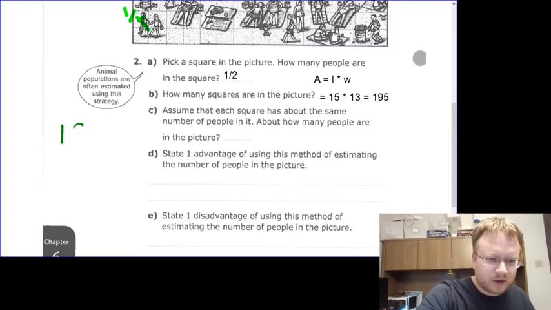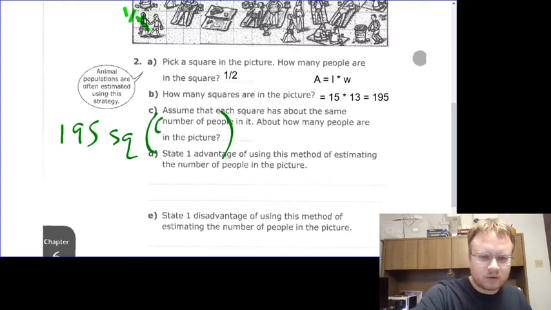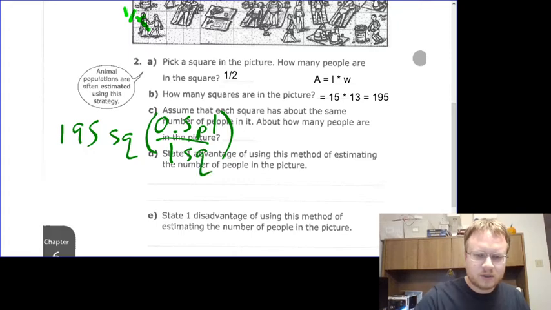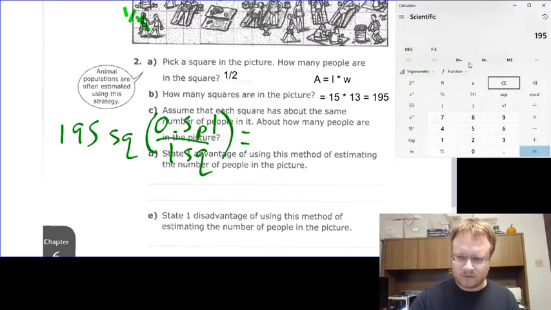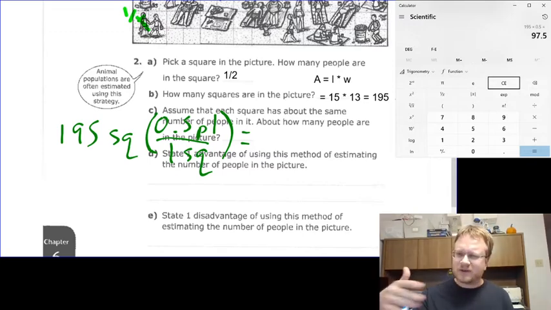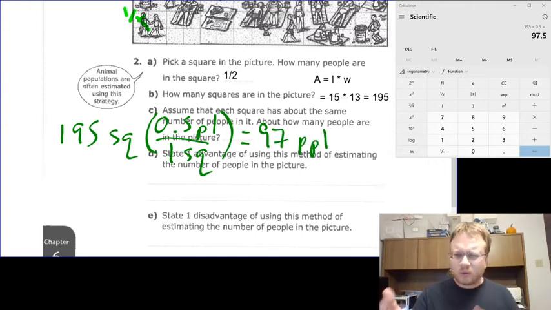So I'm going to handwrite this kind of off to the side. So I have 195 squares. My conversion factor is my 1 over 2 here. I said that there was half a person per every square. So 0.5 people per 1 square. And let's multiply and calculate. 195 times 0.5 gives us 97.5. We usually round down when we're estimating people. So I'm going to write my answer as 97 people. So we're off by a little bit.